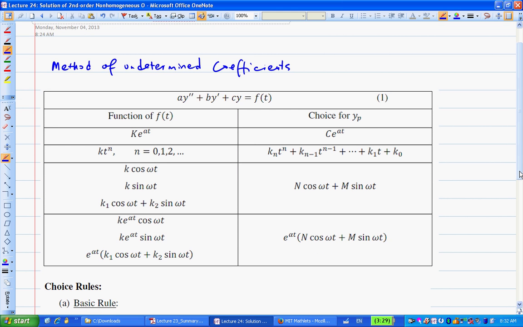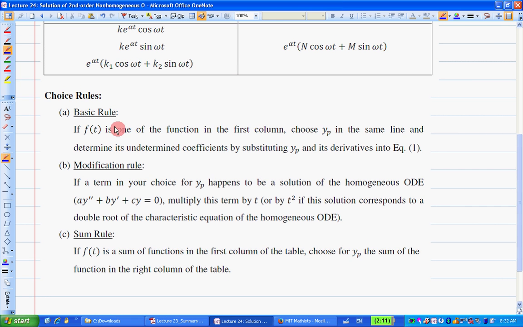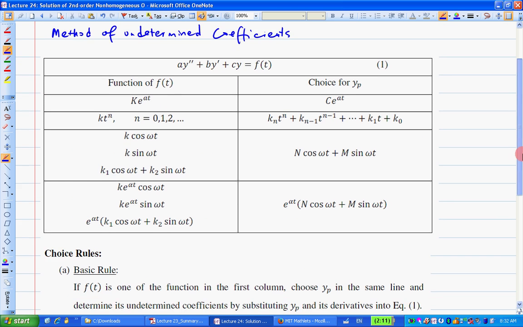This is the table, basically the guideline that you use for this method, right? And this method applies to second-order ODE with constant coefficients A, B, C. So what happens is you need to follow three rules. The first one is called the basic rule.